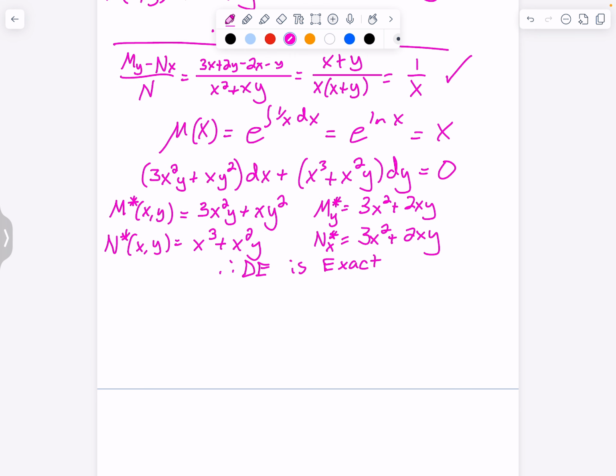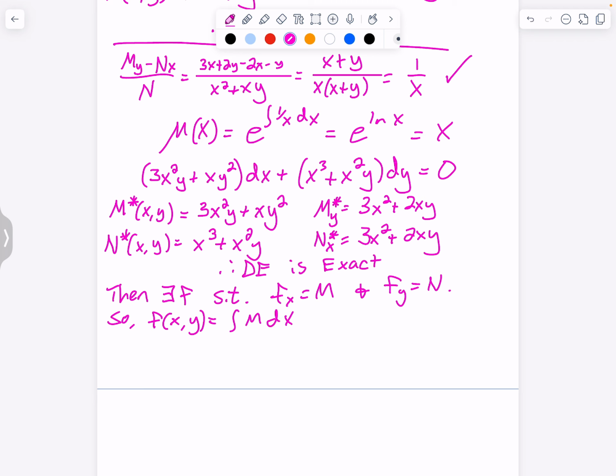So now that I can do that, then there exists an f such that when I take fx, I get M, and when I take fy, I get N. So I can find that f of xy by integrating M with respect to dx. So that is the integral of, oh, M star, forgive me. This is M star, N star. All right, I'm going to replace it. So we get 3x squared y plus xy squared dx.